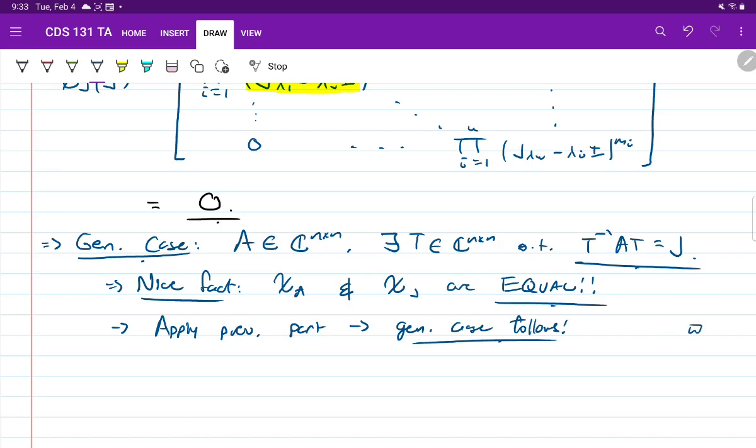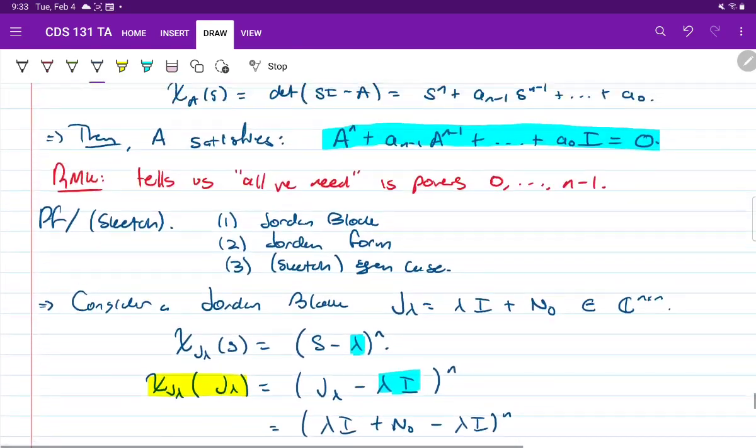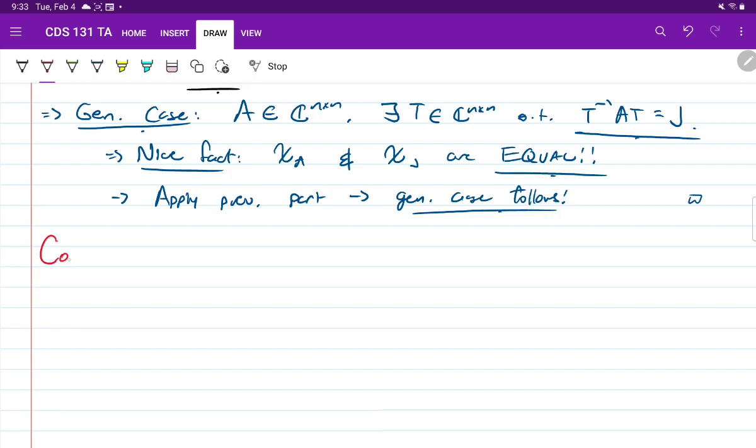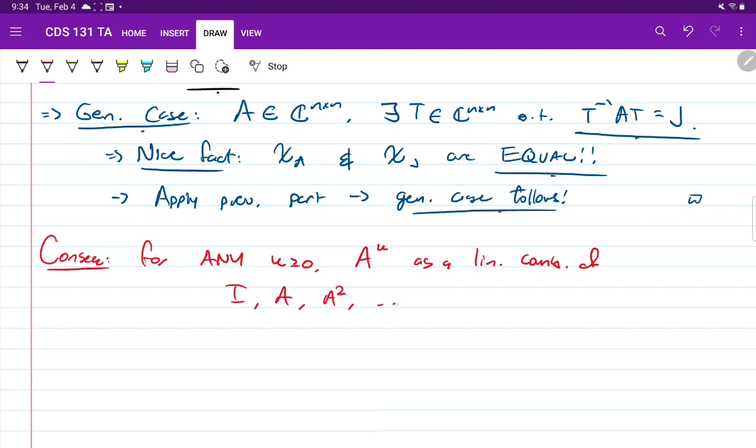Okay. And that concludes our proof. All right, fantastic. So the nice consequence of this result is that for any k greater than or equal to 0, you can express A to the k as a linear combination of the identity, A, A squared, all the way up until A to the n minus 1, where n is the size of the matrix. Okay, this is something you could prove by induction.